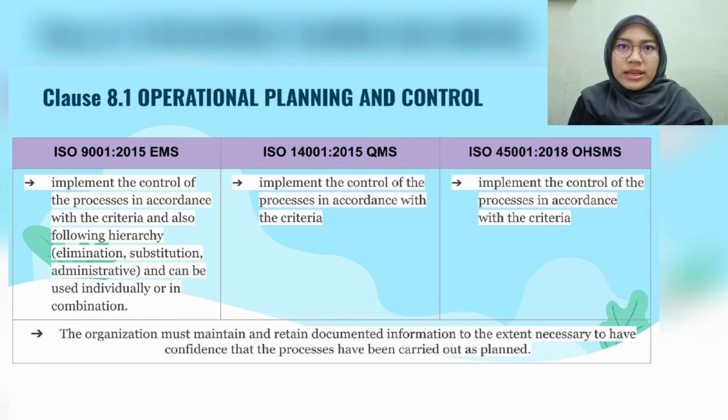These three ISOs state the need of processes by the organization to implement the control of the processes in accordance with the criteria. But for ISO 45001, it also states that the controls also need to follow hierarchy, for example, elimination, substitution, and administrative. Plus, it can be used either individually or in combination.